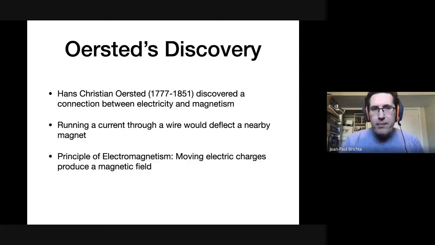How does that work? Well, it turns out that Ørsted gives us this principle of electromagnetism, that once you have moving electric charges, meaning charges through a conductor, for example, then those moving electric charges produce a magnetic field. Okay, so that was basically the understanding of the observation.